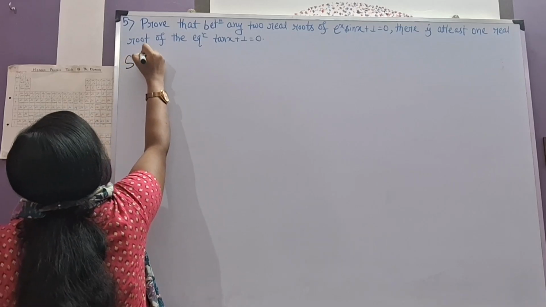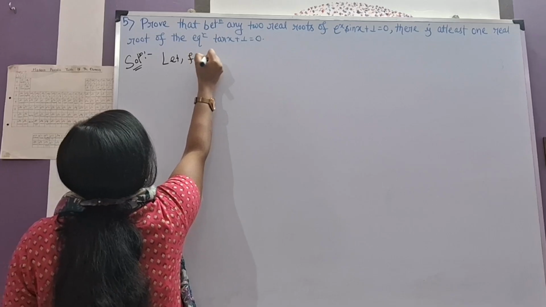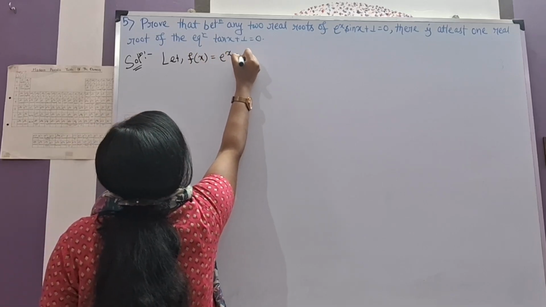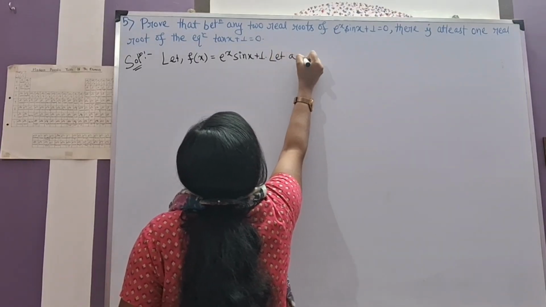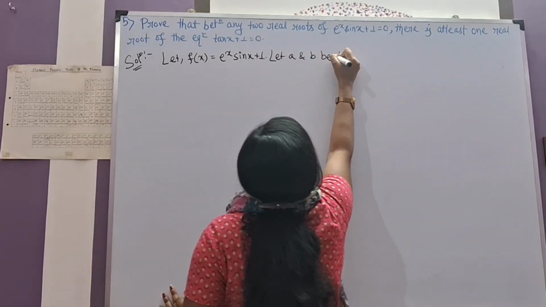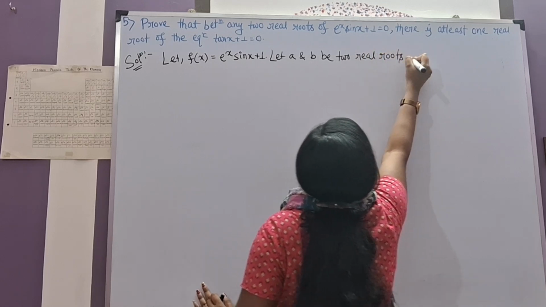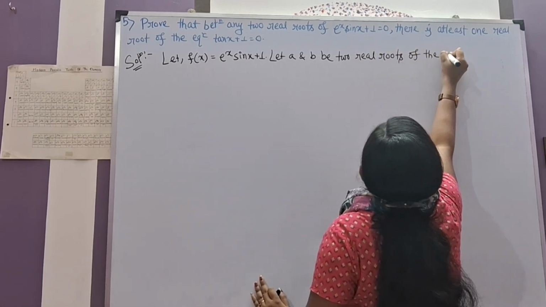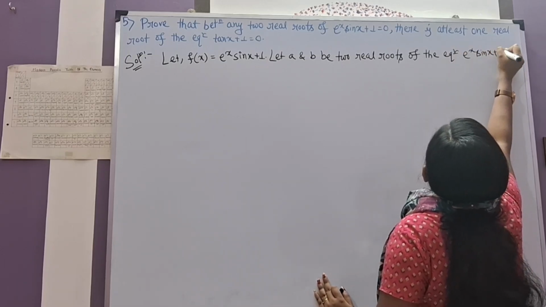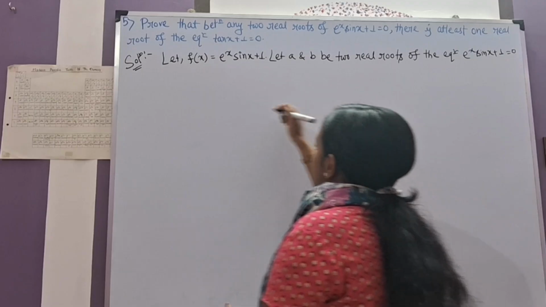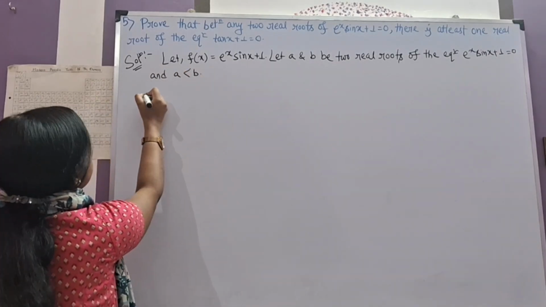Now we are going to solve this numerical. At first we are going to choose f of x equal to e to the power x sin x plus 1. Now let a and b be two real roots of the equation e to the power x sin x plus 1 equal to 0, and a less than b.